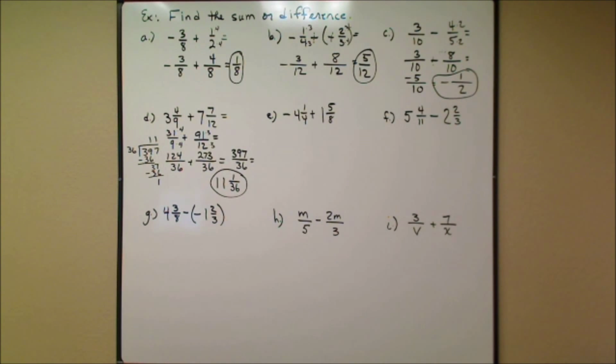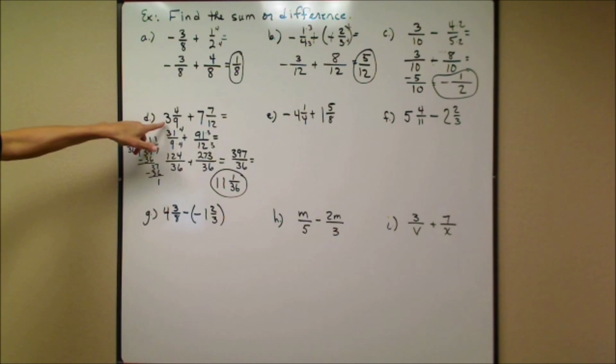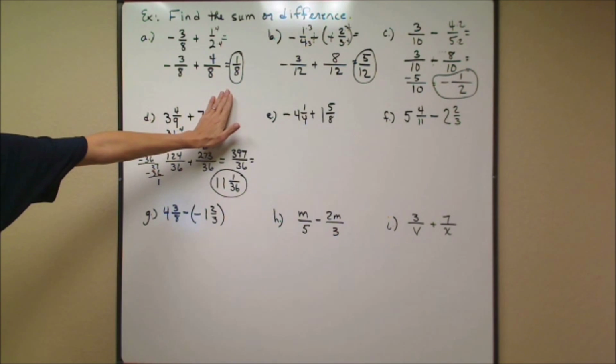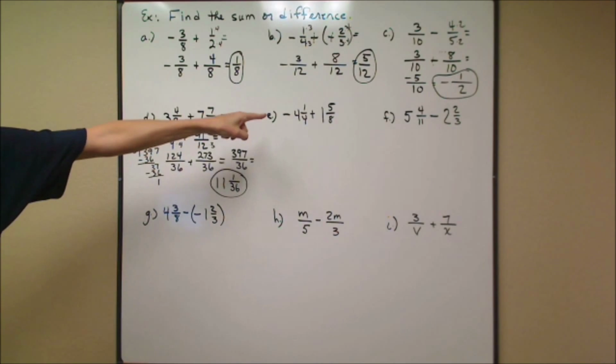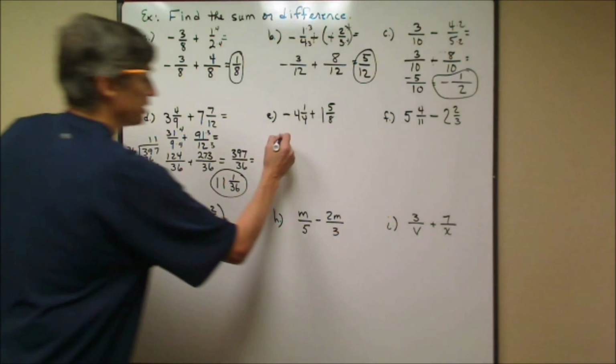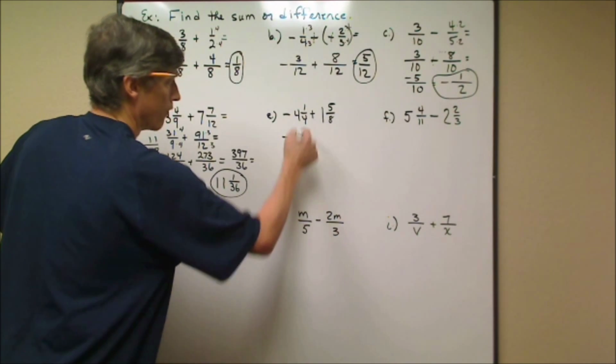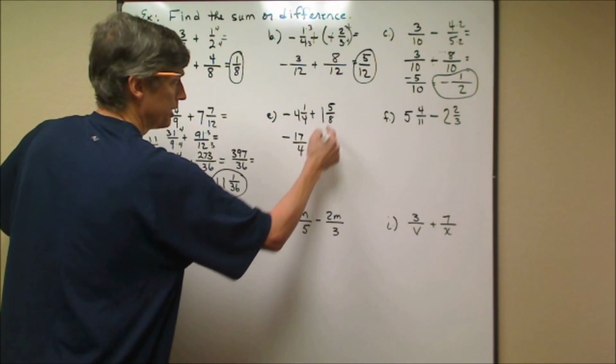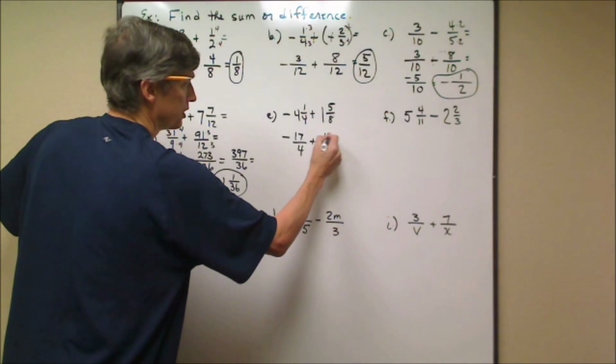My next problem, I'm adding a negative and a positive. By the way, students ask me, what happens if one's a mixed number and the other one's an integer, like just 7? Well, then I would have put the 7 over 1 and written it as a fraction before finding my LCD. Over here now, I'm adding negative 4 and 1/4, which is negative 17 over 4. 4 times 4 plus 1. And I'm adding to that 8 times 1 plus 5, 13 eighths.